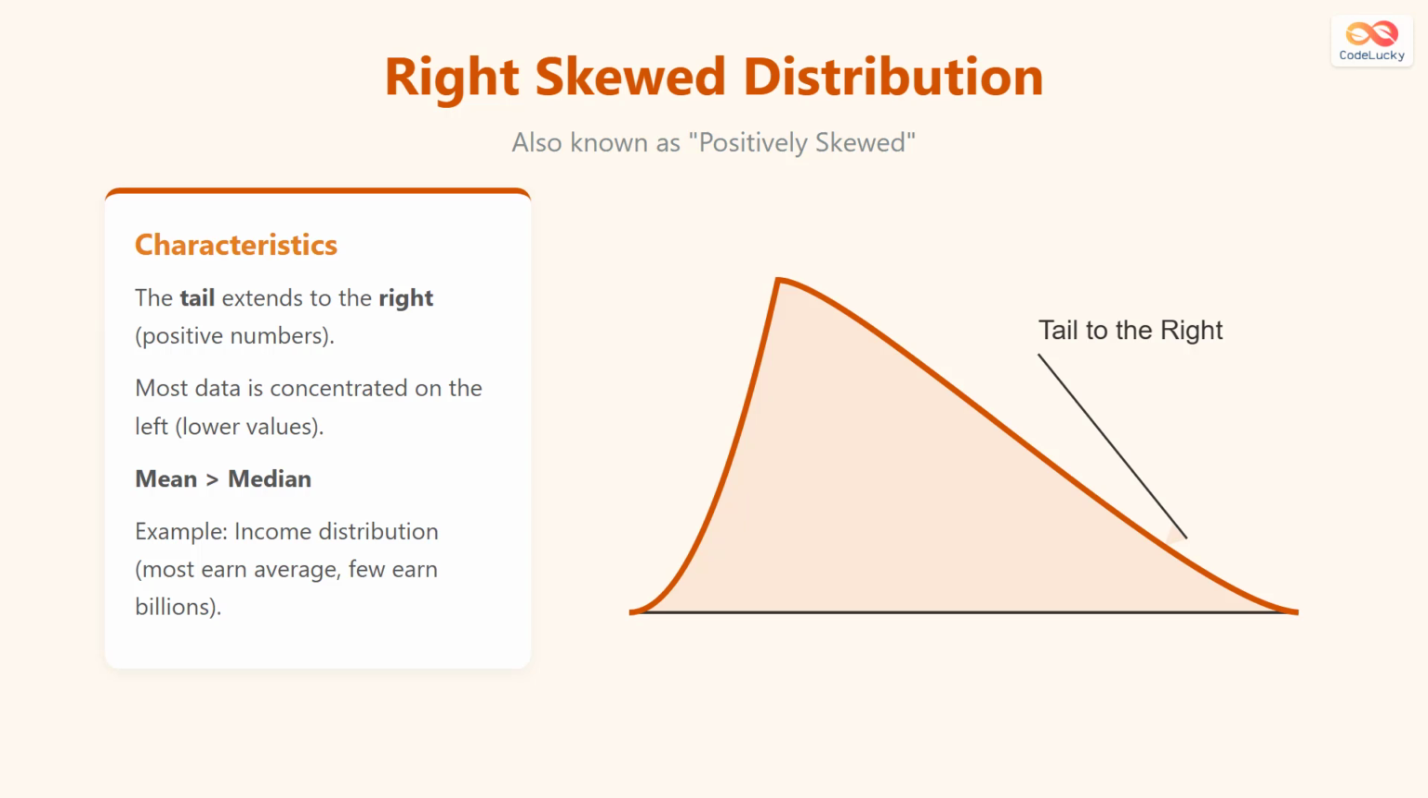Next, we have the right skewed distribution, also known as positively skewed. Notice the shape here. The data is piled up on the left, but there is a long tail extending to the right. A helpful trick is to look at the tail. Since the tail points to the right, it is right skewed. In this case, the mean is typically greater than the median because those few high values in the tail pull the average up. Household income is a great example. Most people earn a modest amount, but a few billionaires skew the data to the right.